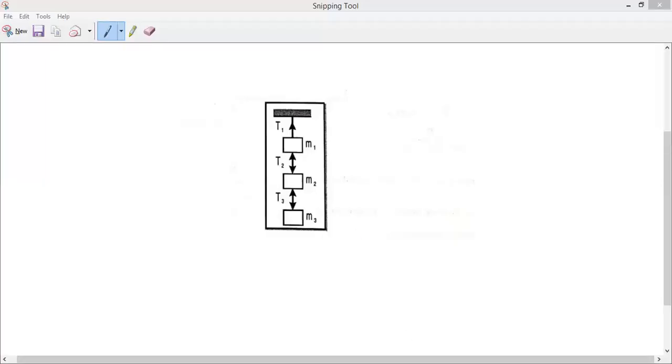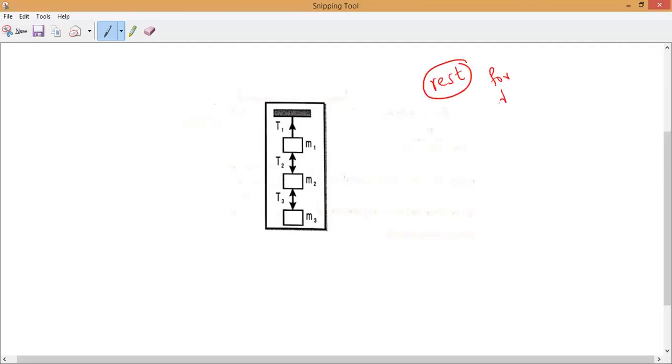Consider three blocks of different masses, M1, M2 and M3. They are connected by strings as shown, and the entire system is at rest.